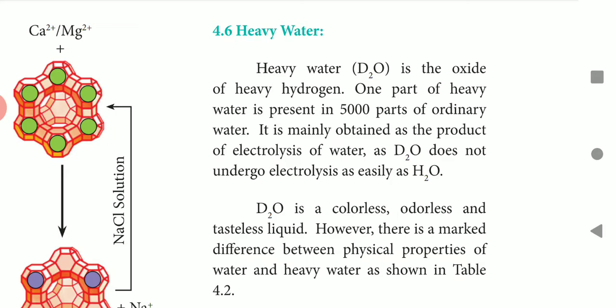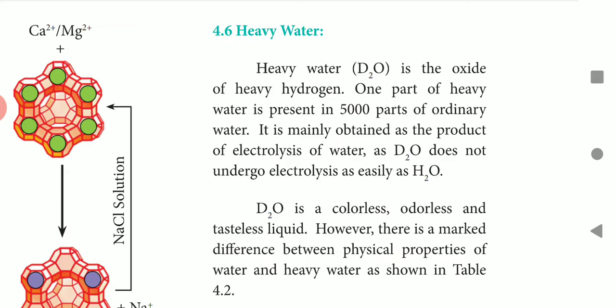Okay. In the last class, we started with this lesson, hydrogen. We discussed the preparation and properties of hydrogen, and we also saw the isotopes of hydrogen. Then we stopped with the hardness of water. We discussed what permanent hardness is and what temporary hardness is.